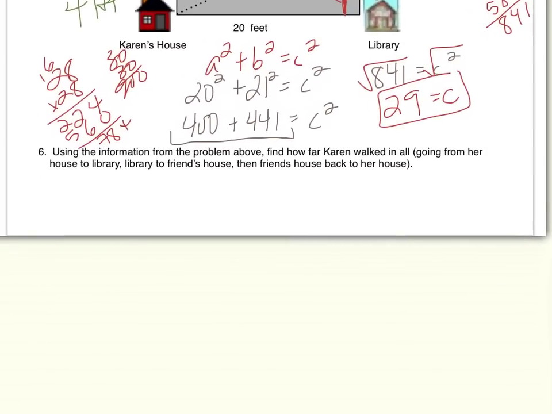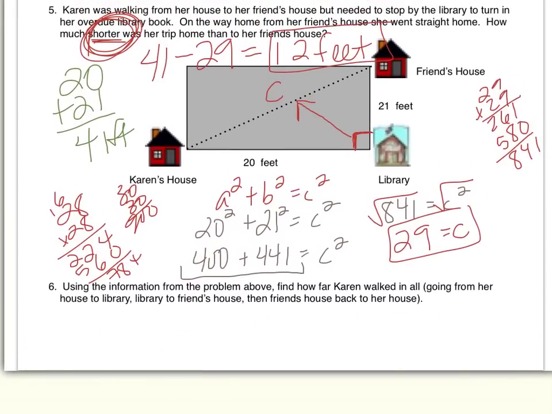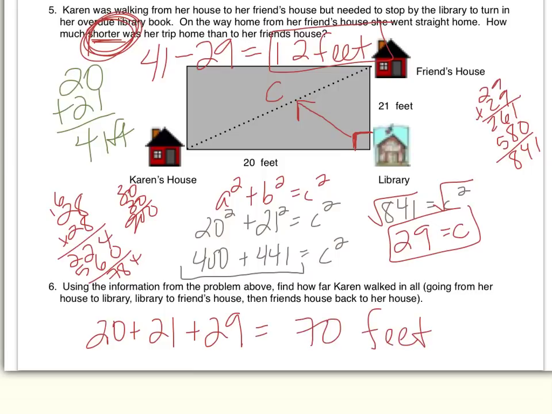Using the information from the problem above, find how far Karen walked in all. So going from her house to the library, then to her friend's house, and then back. So we're going to add all of that triangle up. So we know it's 20 plus 21 plus 29. So when we add that up, we get 70 feet she walked in all.